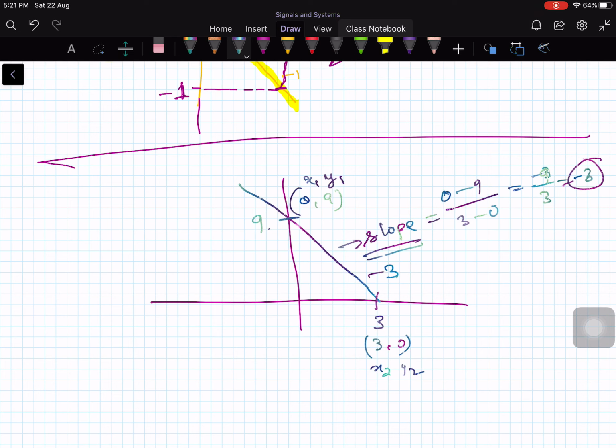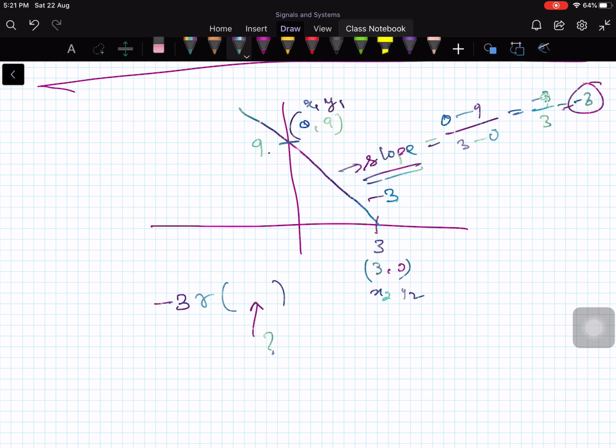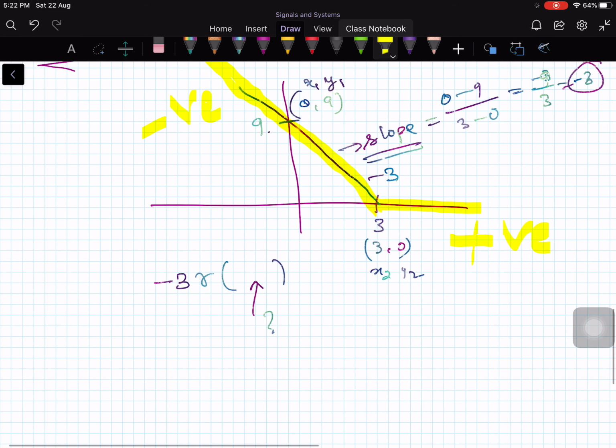So the slope is minus 3. So minus 3 times, now you should write r of something. So this point you have to figure out. This function is 0 beyond 3 in the positive direction. This is the positive direction. And then it increases in the negative direction. See, it is increasing in the negative direction. It is going like this. The function is increasing in the negative direction. So therefore the slope is, as we already found, minus 3.